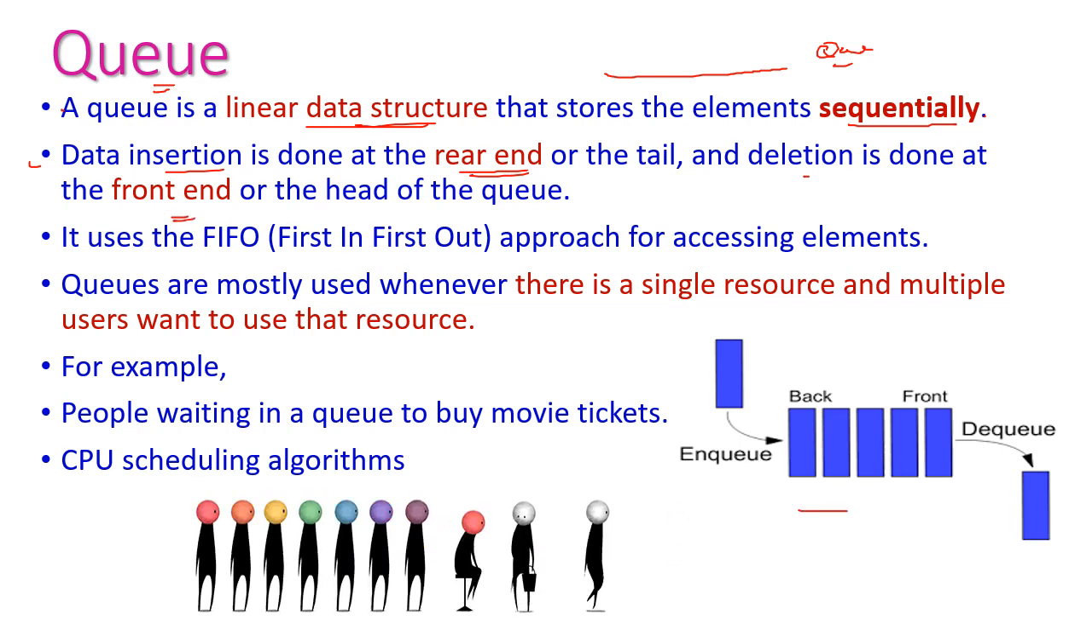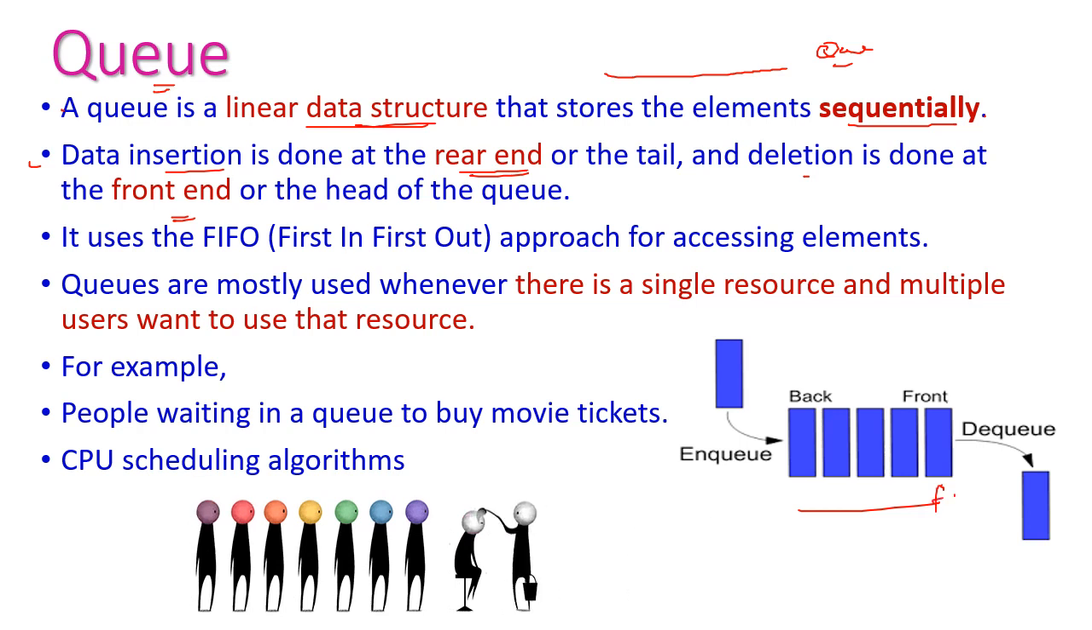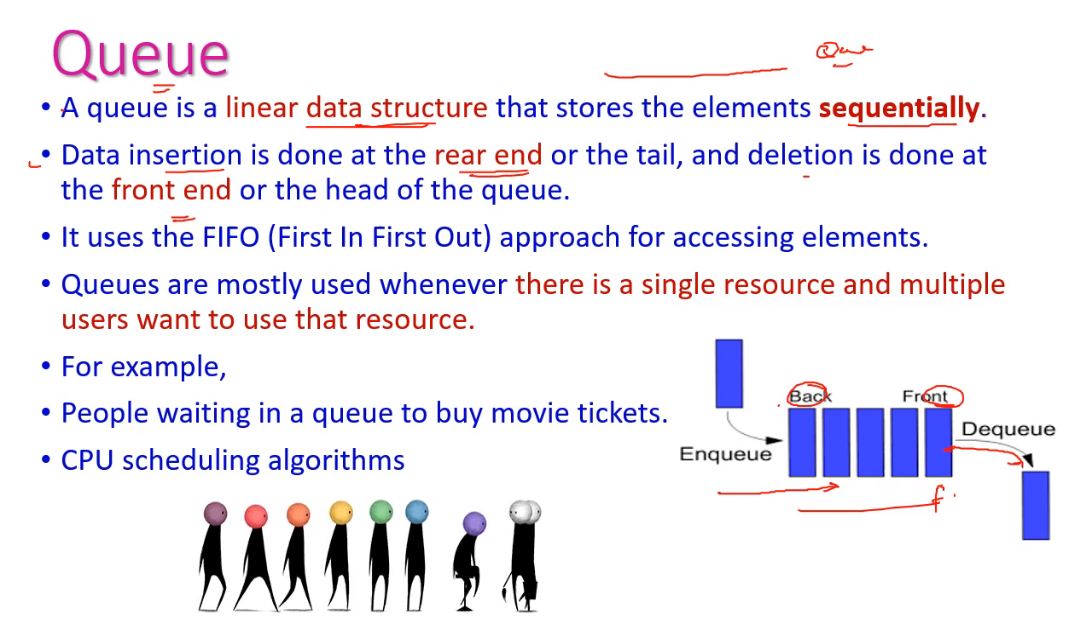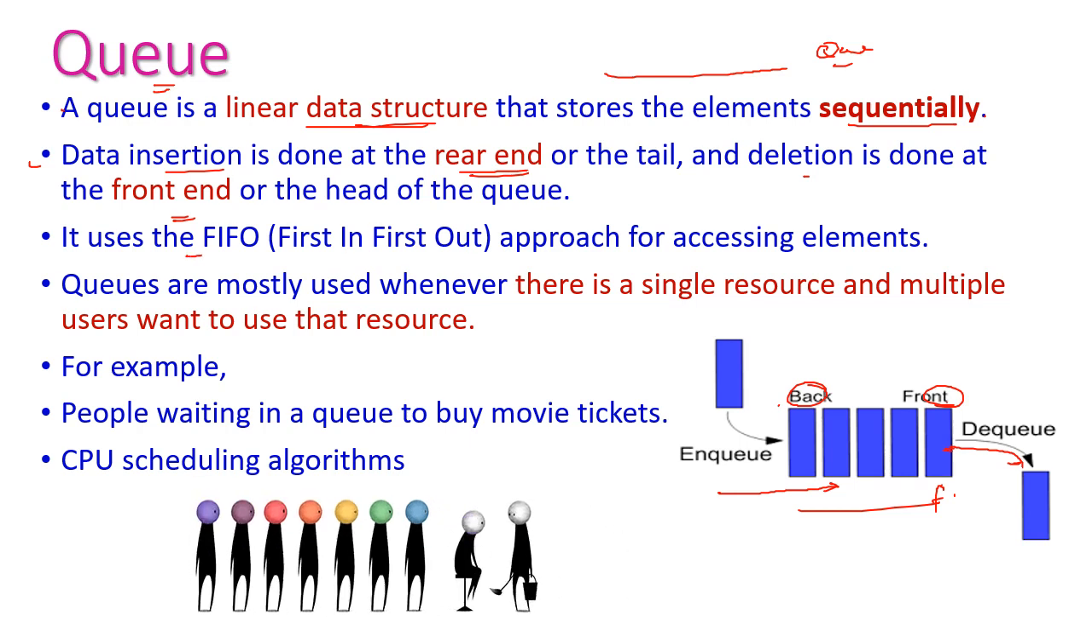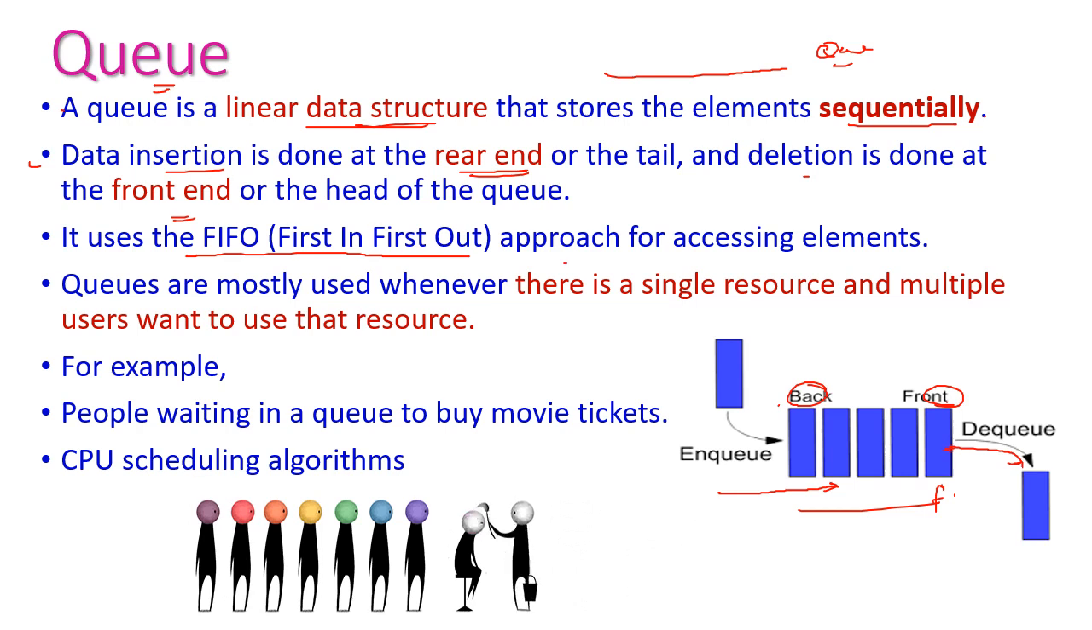For example, this is a queue and this is the front of queue. So this is front and this is back side, that is rear side. The insertion will be done from this end and deletion will be done from the front side, and this is called as first in first out approach. That is, the element which comes first to the queue will get served first. So this is otherwise called as FIFO.